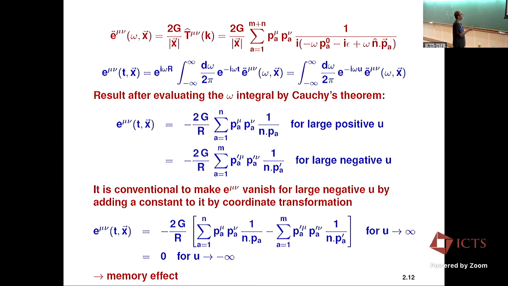So this is again the repetition of whatever equation I had written. But after applying Cauchy's theorem, we get this expression for E mu nu. For large positive u, we have this expression over here, and for large negative u, we have this expression over here. Is this clear? Right? We just evaluated those integrals by closing the omega integration contour in the upper or lower half plane.